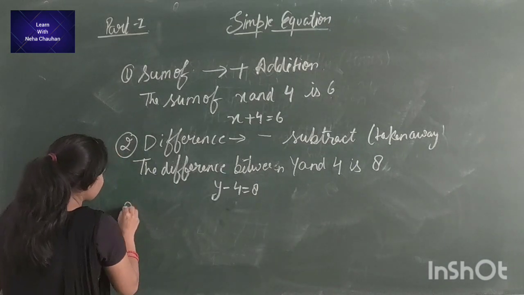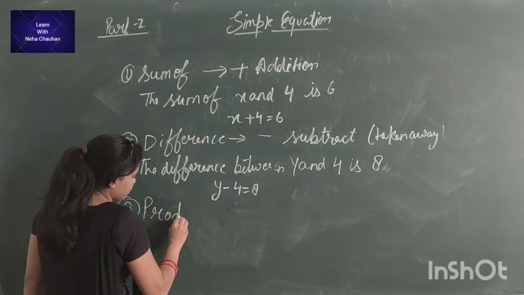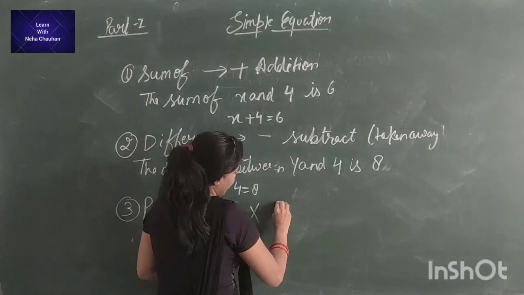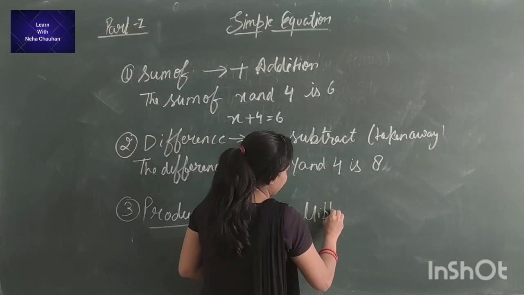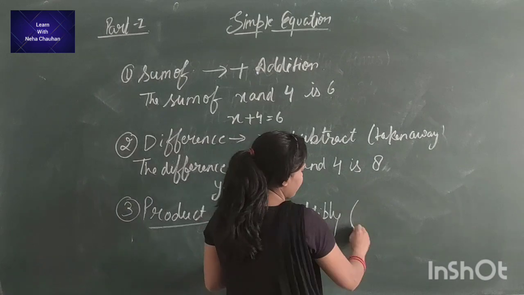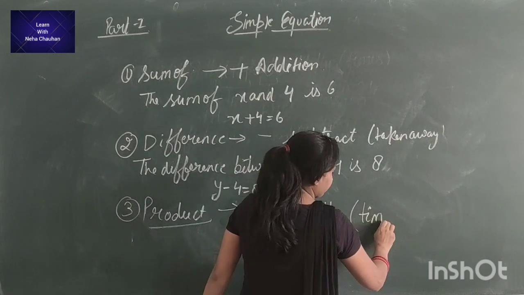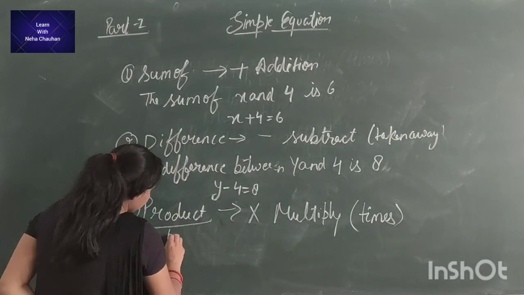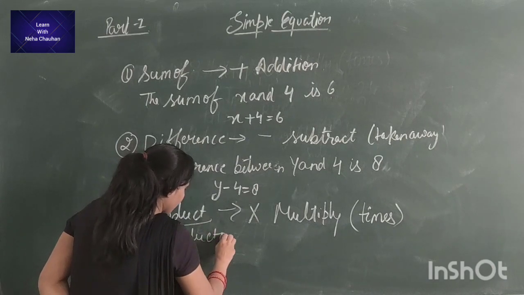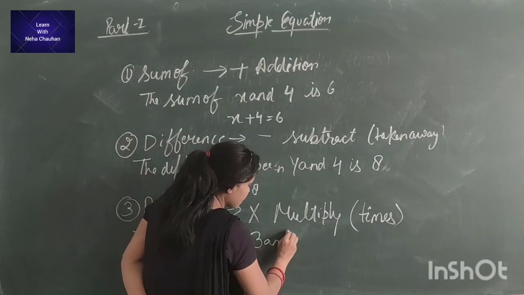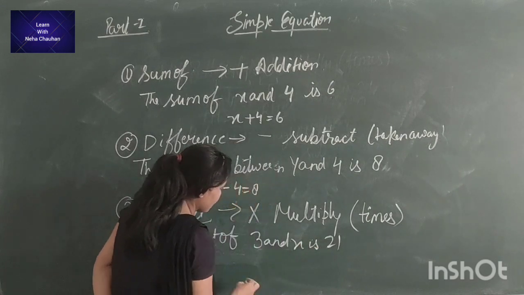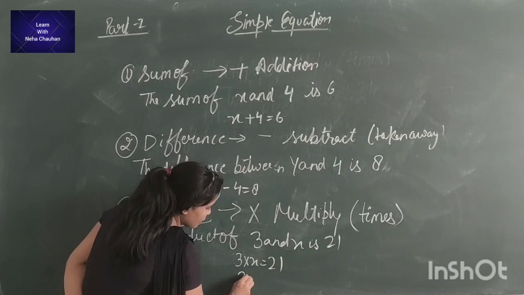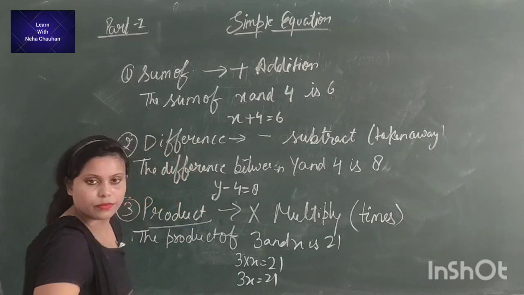Okay, next is product. Product means multiply. It can also be represented as times. Right? So let's have an example for that. The product of 3 and x is 21. So it can be written as 3 multiplied x is equal to 21, or we can say 3x is equal to 21. Okay?